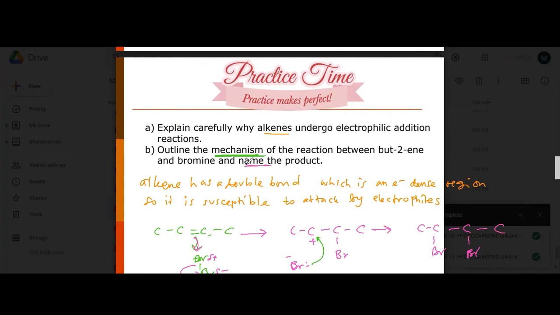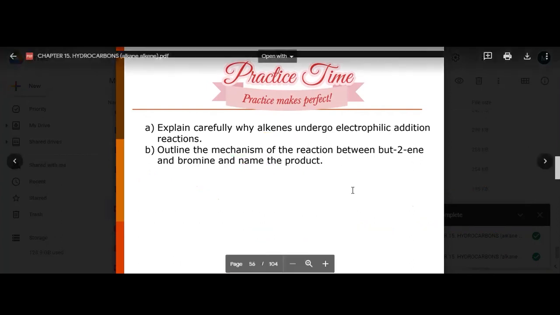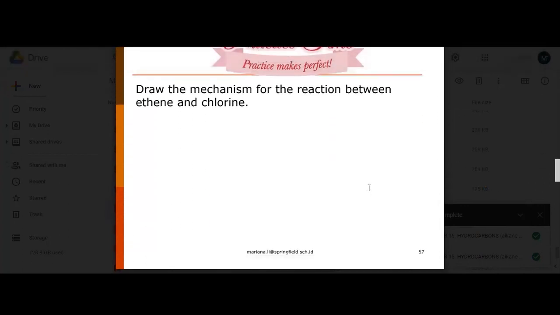Name the product. Outline the mechanism and name the product. The name is 2,3-dibromobutane. If you forget how to name halogenoalkanes, you can rewatch the previous video. Draw the mechanism for the reaction between ethene and chlorine. This is exactly the same as just now, ethene and chlorine, to form 1,2-dichloroethane. So same.